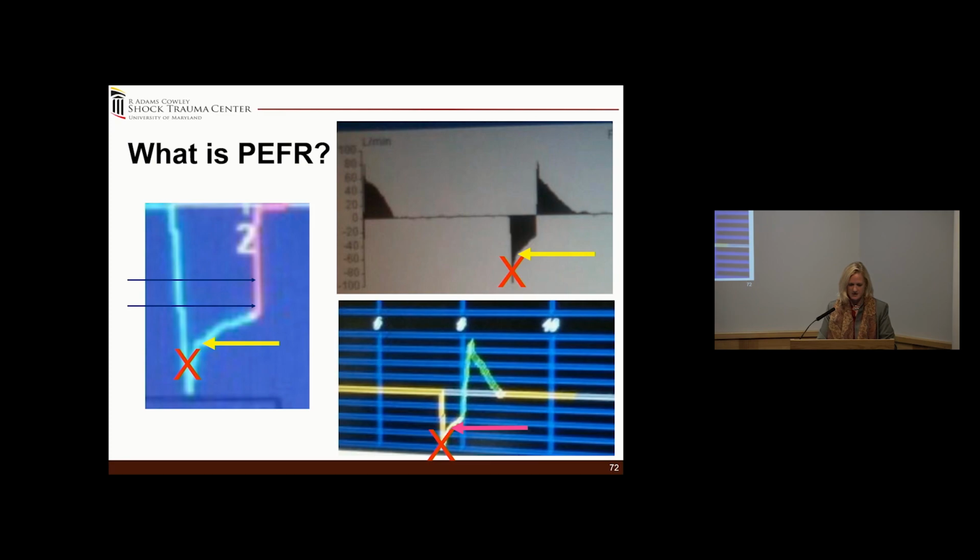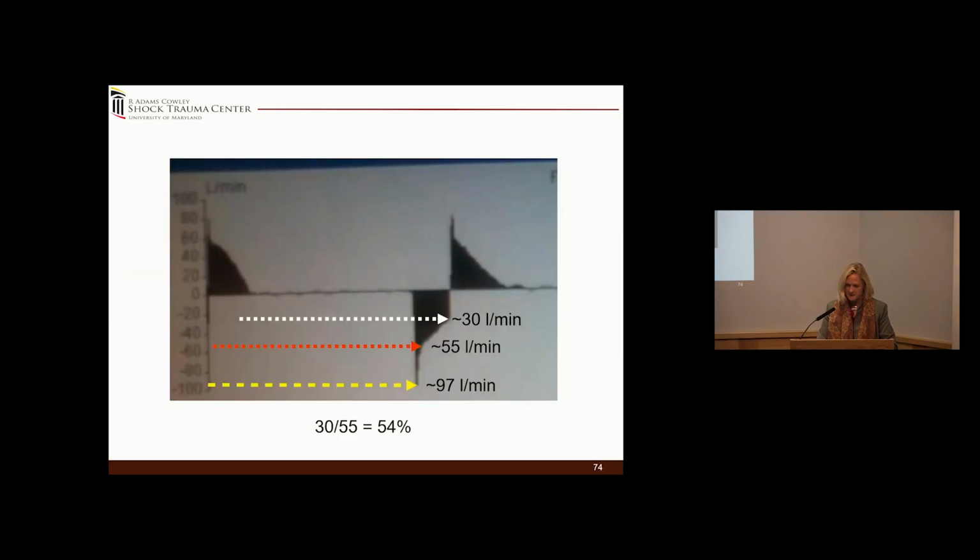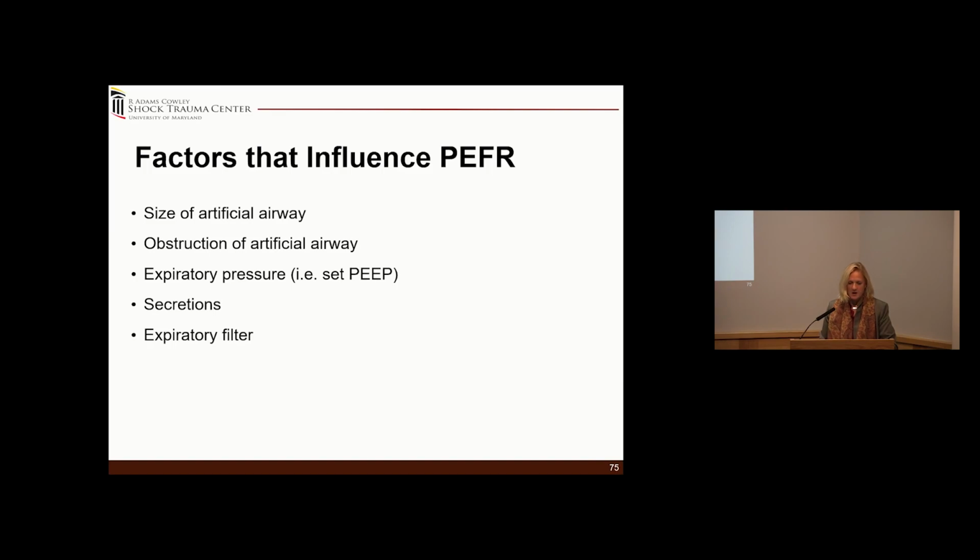So that's the difference there. Just another example of what not to measure and what a normal one would look like. Let's see. So what are factors that influence peak expiratory flow rates? What could make something appear with that spike or change suddenly?